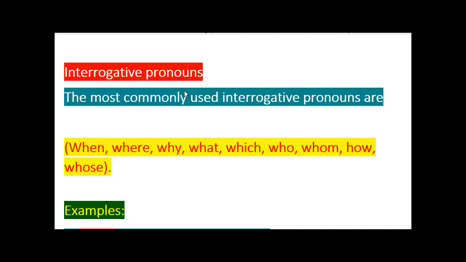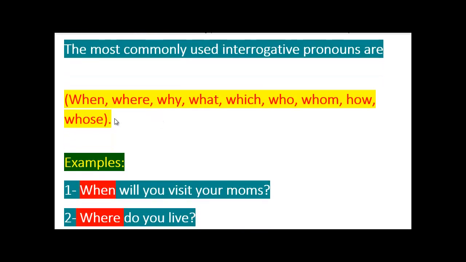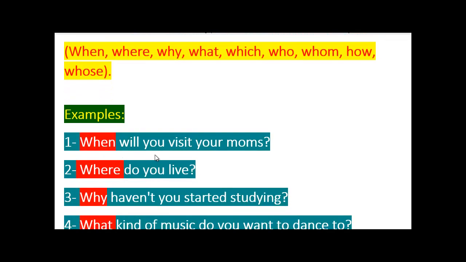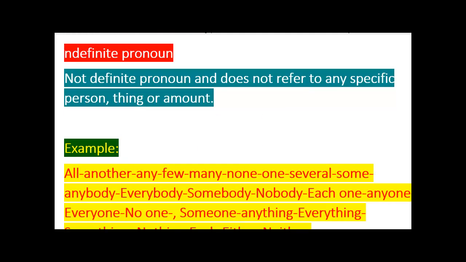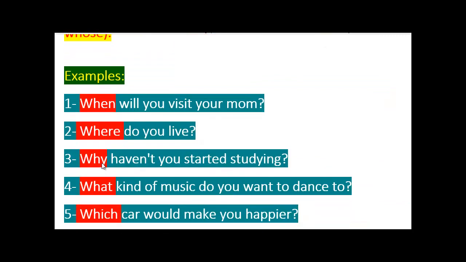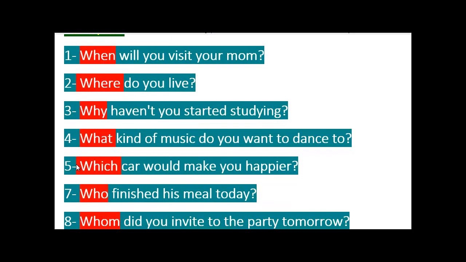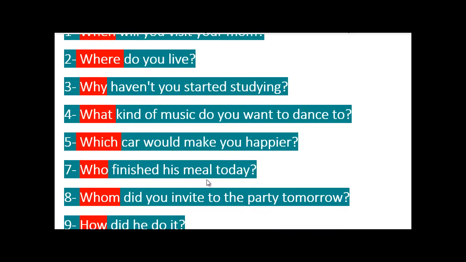Now we're back to interrogative pronouns. As I said, they are very easy because it's just questions. Here's an example: When will you visit your mum? Where do you live? All questions. Why haven't you started studying? What kind of music do you want to dance to? Which car would make you happier? Who finished this meal today? Whom did you invite to the party tomorrow? We're talking about an object.